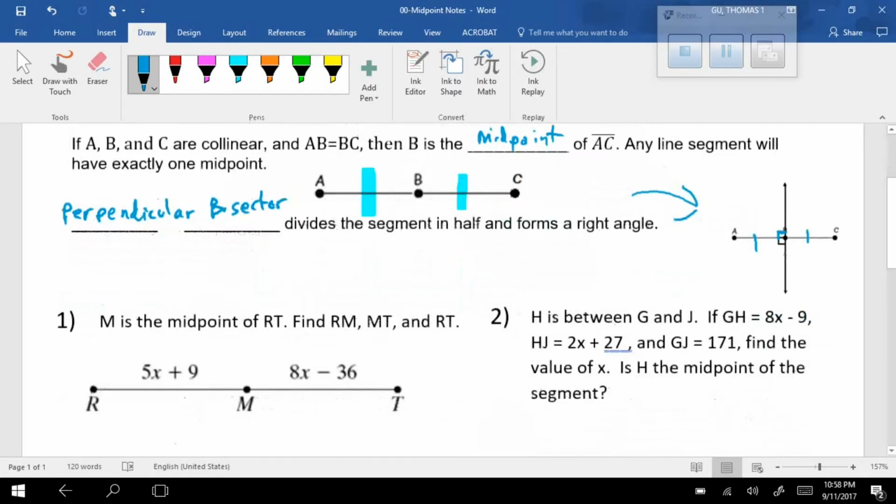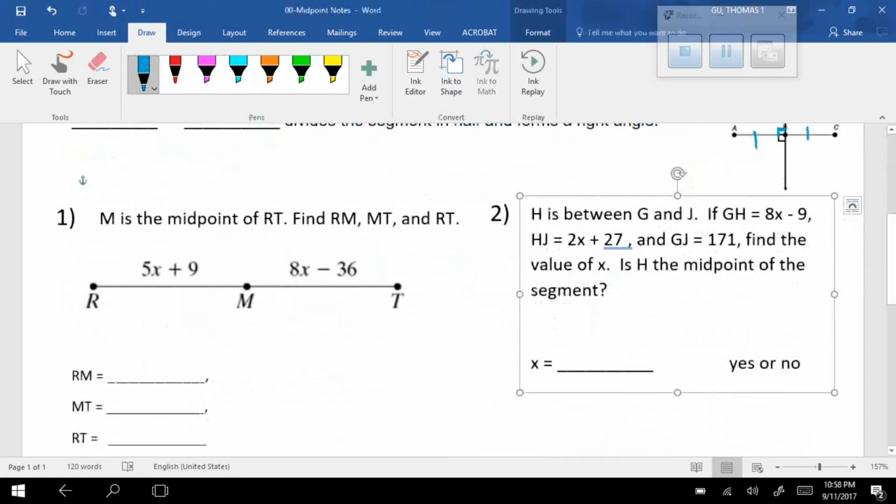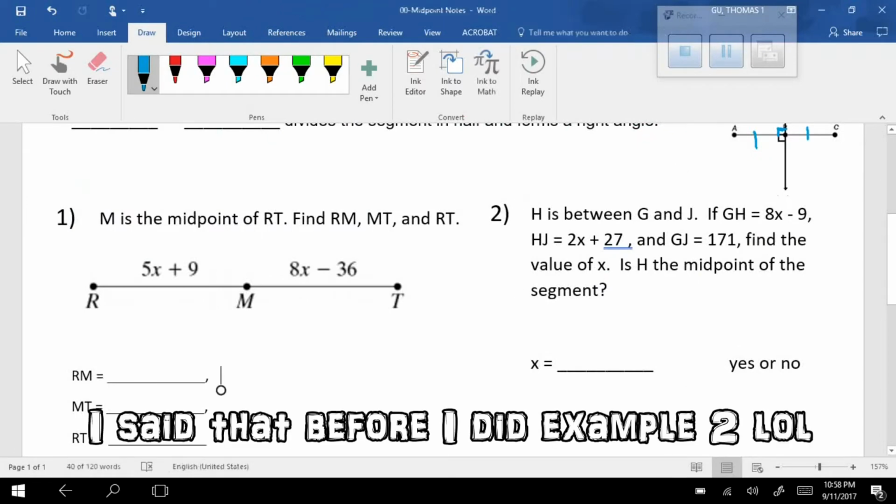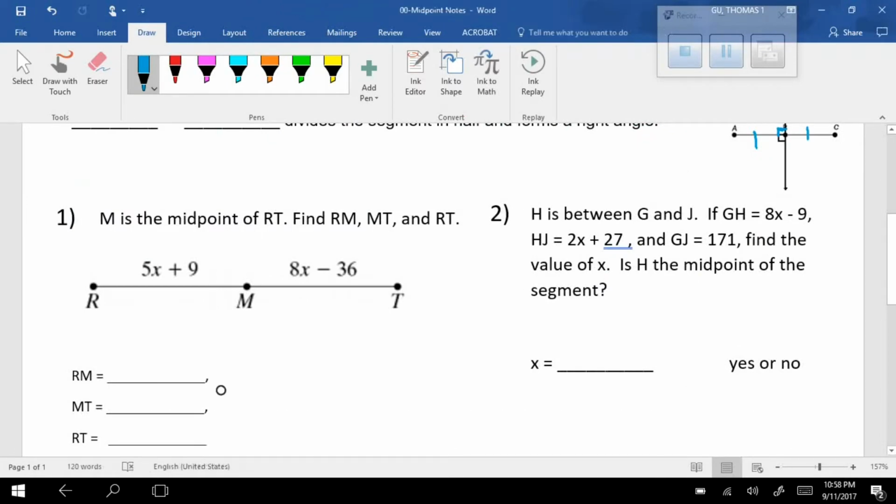Okay, let's go straight into the examples. This is gonna be a quick one. Nothing too crazy here. Let's look at number one. M is the midpoint of RT. Find RM, MT, and RT.